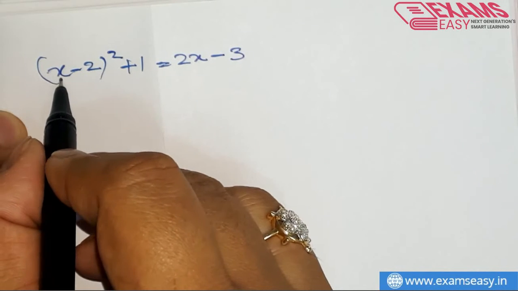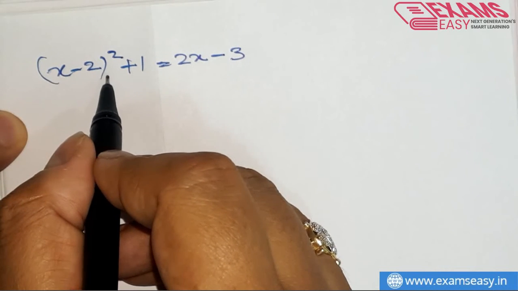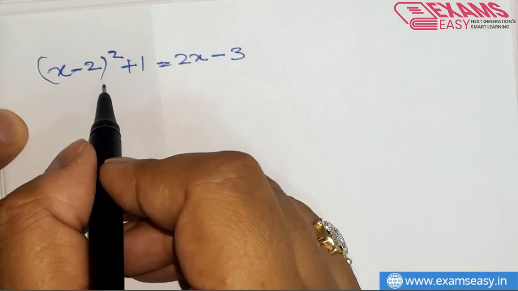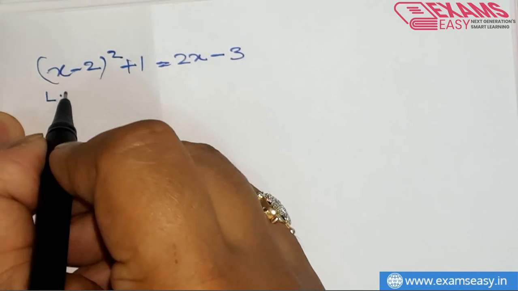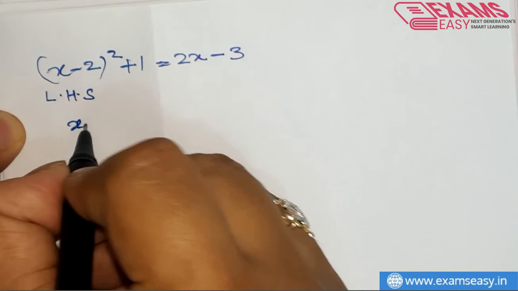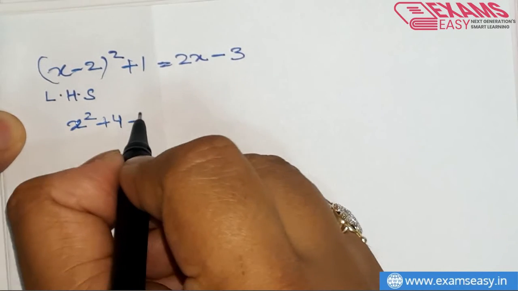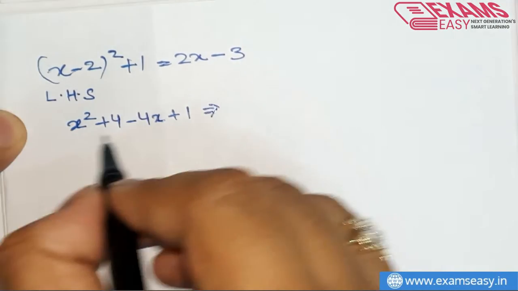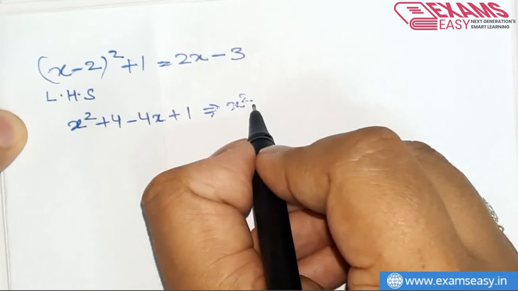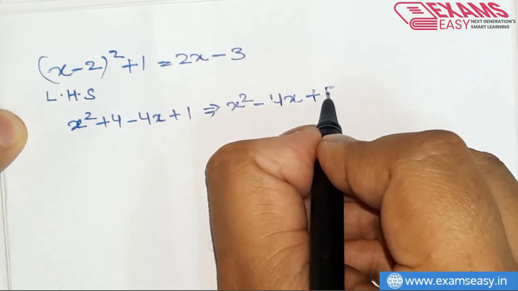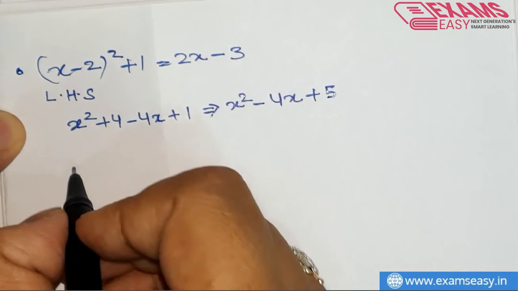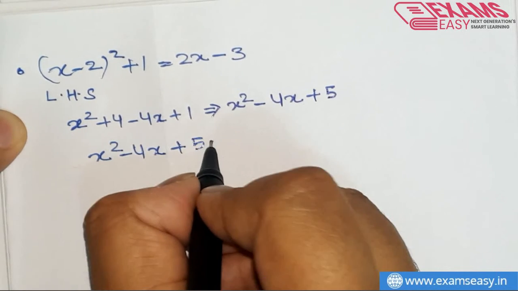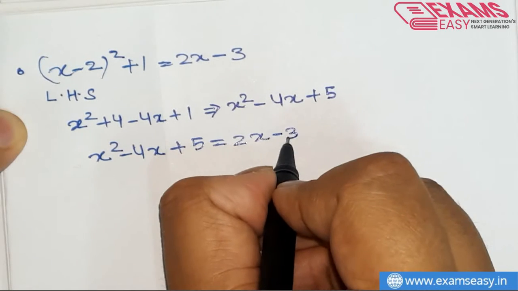Now we know the identity a minus b whole square is nothing but a square plus b square minus 2ab. So first of all, we will use that identity and solve the left hand side of the equation. So the left hand side of the equation will become x square plus 4 minus 4x plus 1, and if you further solve this, then it will become x square minus 4x plus 5. So our main equation will become x square minus 4x plus 5 is equals to 2x minus 3.